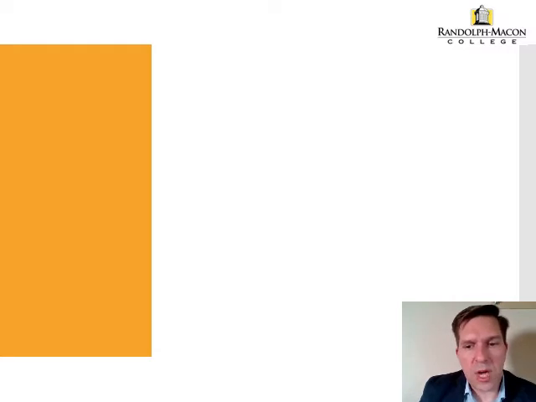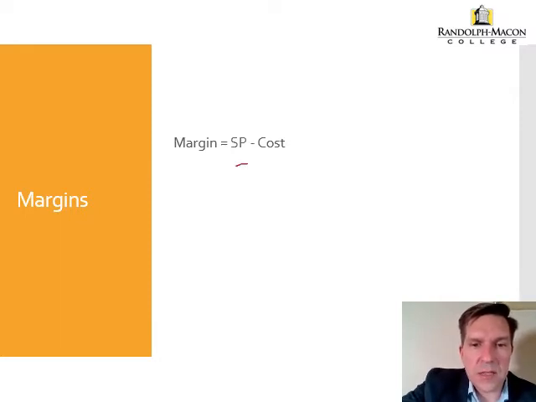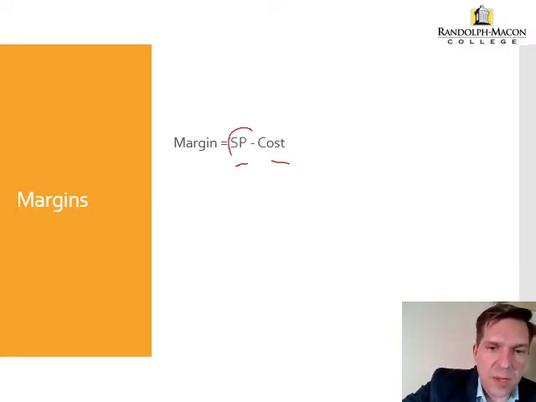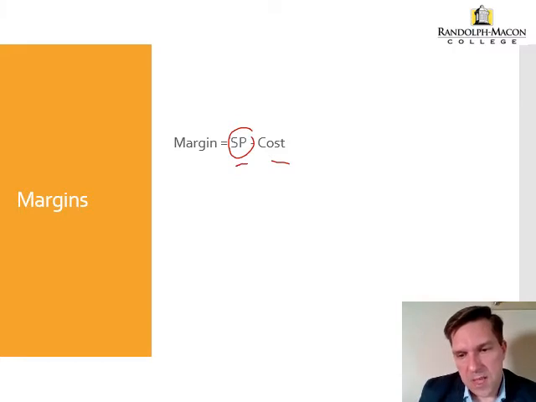So what we need to talk about next is margins. What is a margin? Margin is essentially the difference between your selling price and your cost. Now notice, when I'm talking about selling price, I'm talking about what that product or service is transacted at. This is not your list price or your MSRP, which might be higher than your sales price. This is how much is paid for that product in the marketplace.